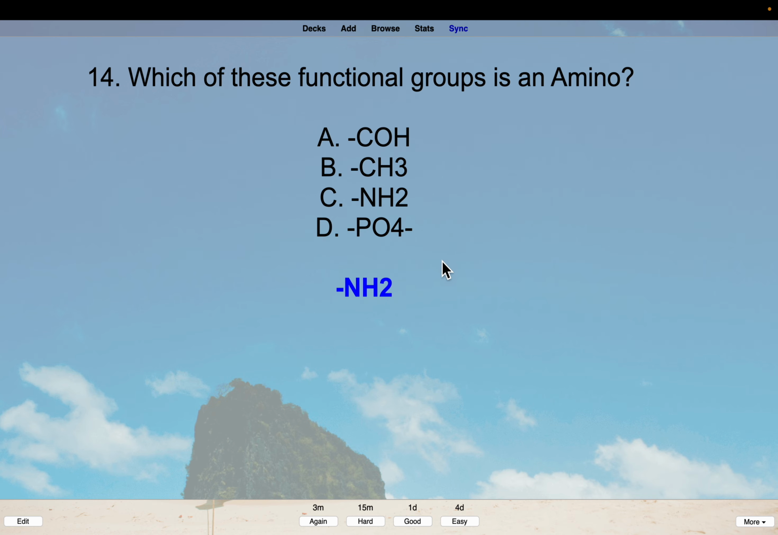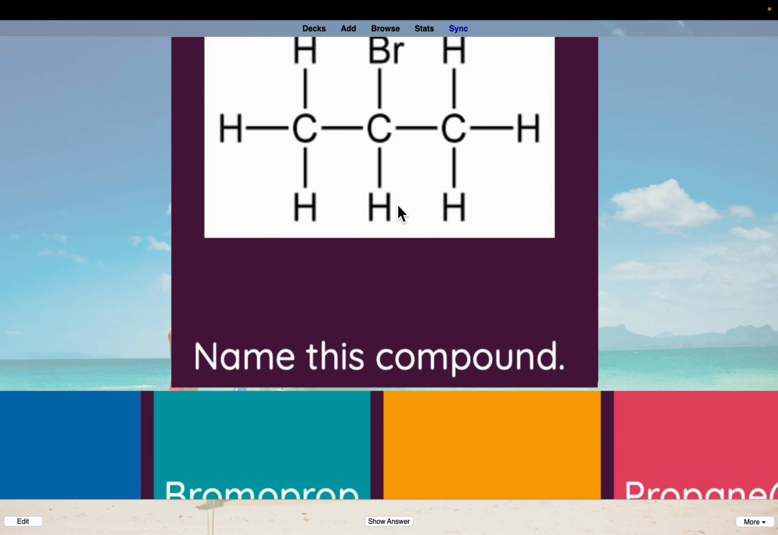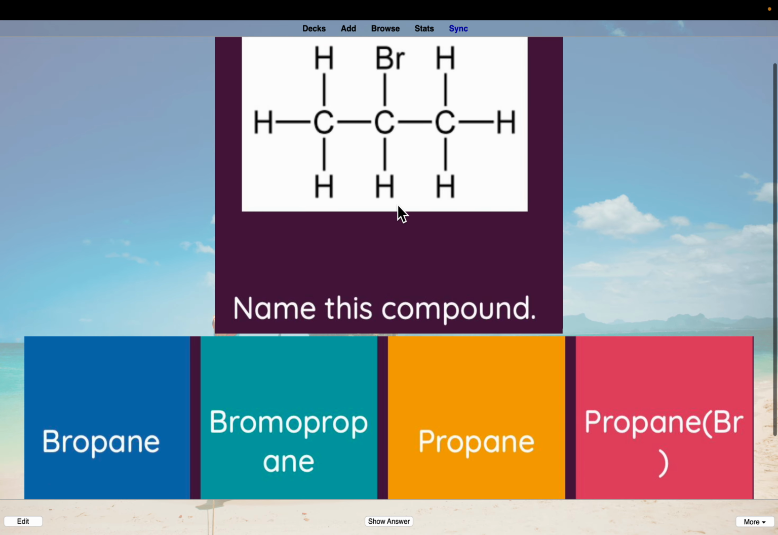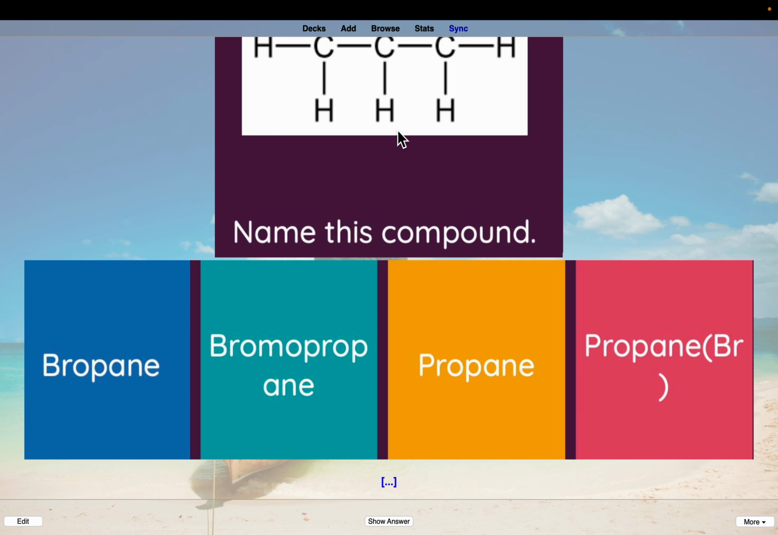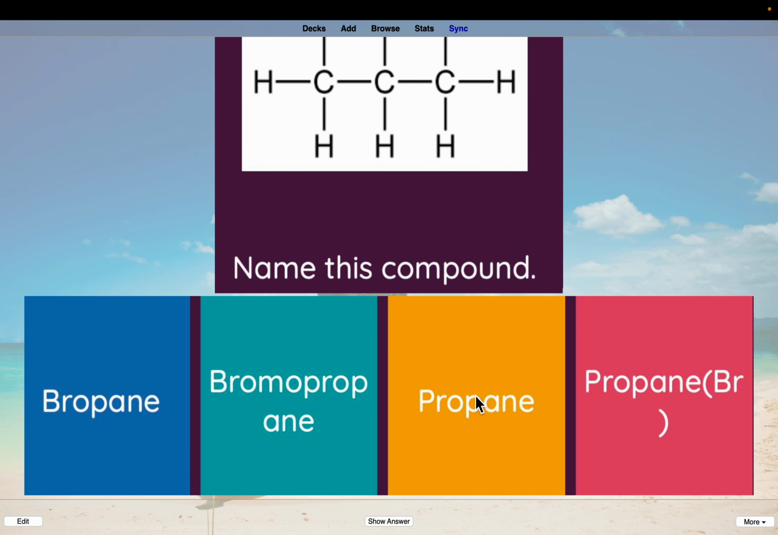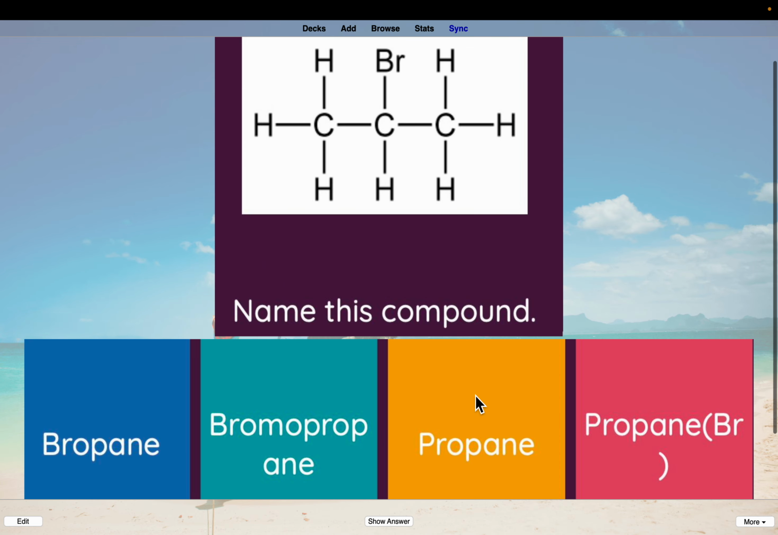NH2. Knew it. This one, COH, the one with OH, that's going to be carboxyl, I think. NH2 is amino. Okay. Name this compound. So propane, clearly, because we have 3 carbons. Bromine is in the middle. Definitely not just propane. Bromopropane. Not propane.